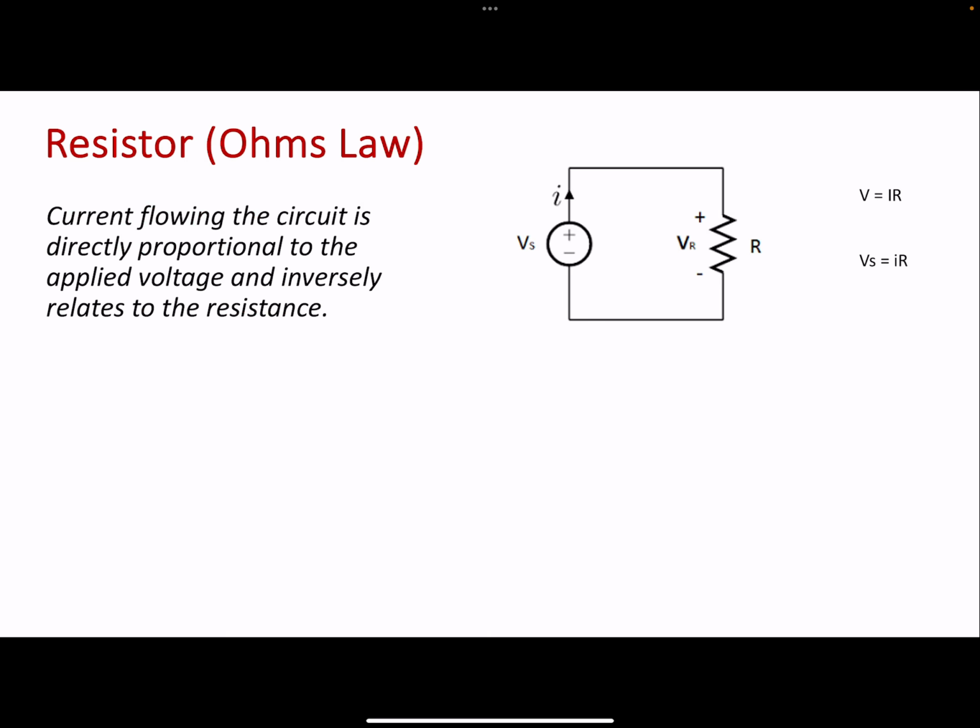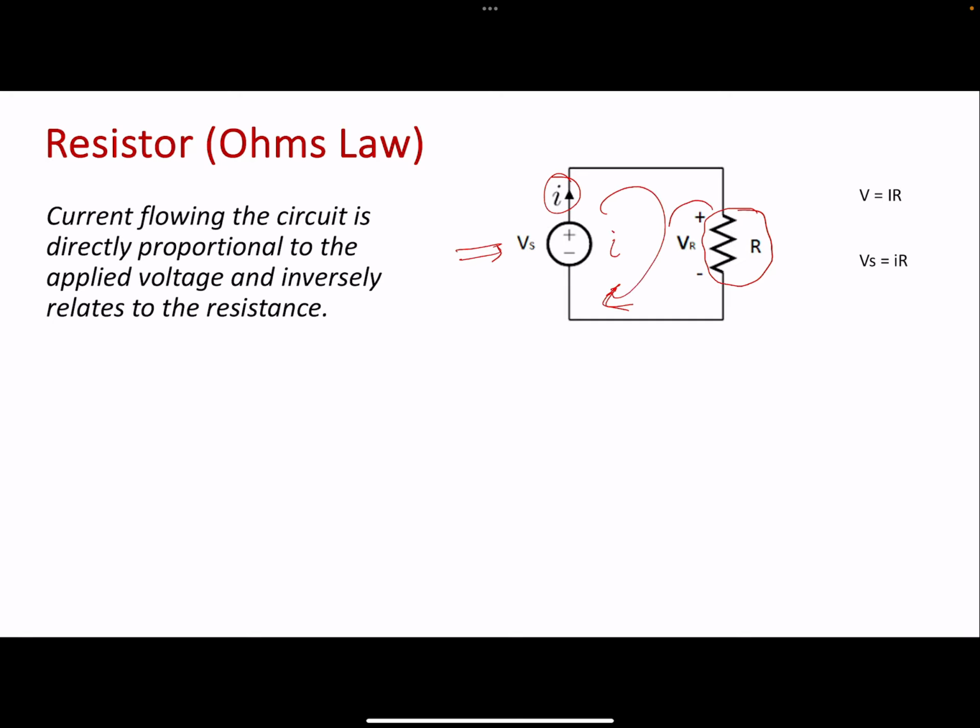So let's quickly review Ohm's law. We have a resistor, and here is the symbol of this resistor. If we hook up a voltage source, for example a 5-volt battery, a 3-volt battery, a 9-volt battery, or any other battery, to the resistor, what is going to happen? A current is going to flow through the resistor.